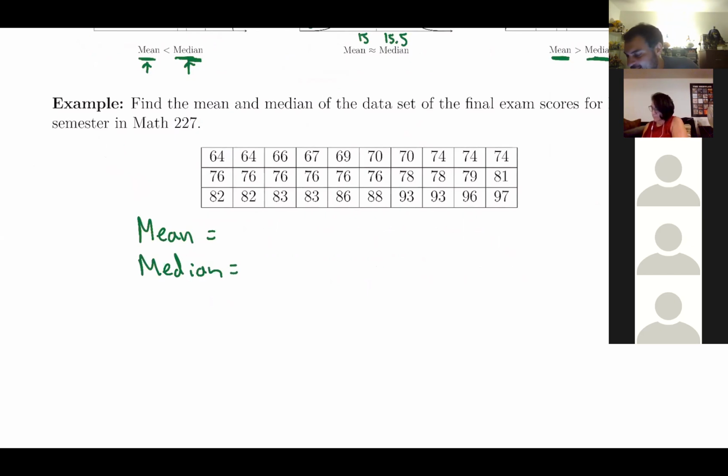And once you find the mean and the median, if you want, you can put it on the chat. And I'll let you know if you got it right.